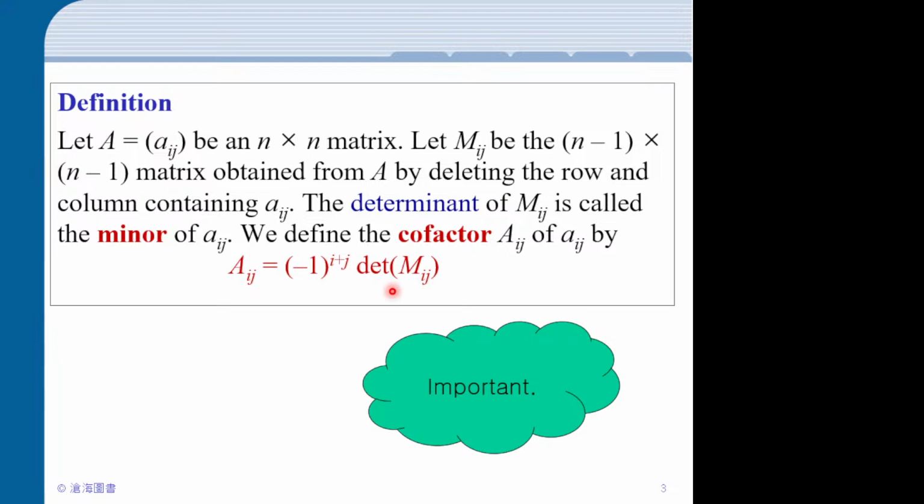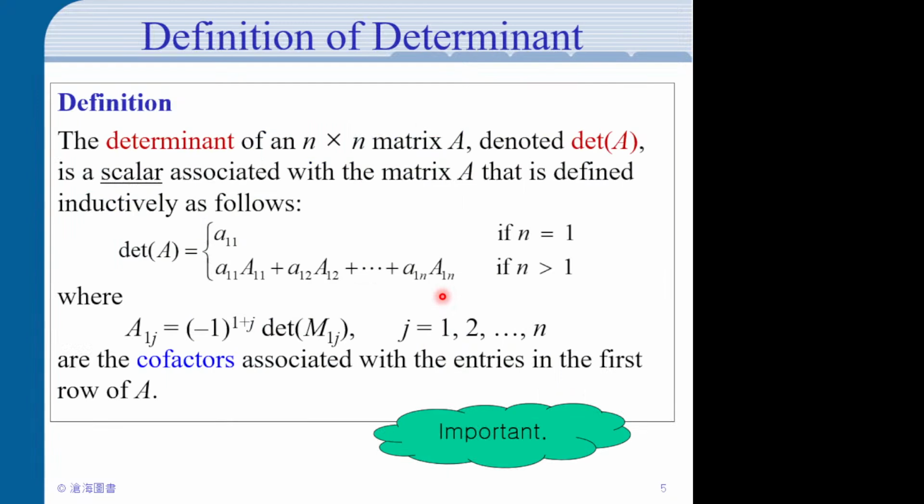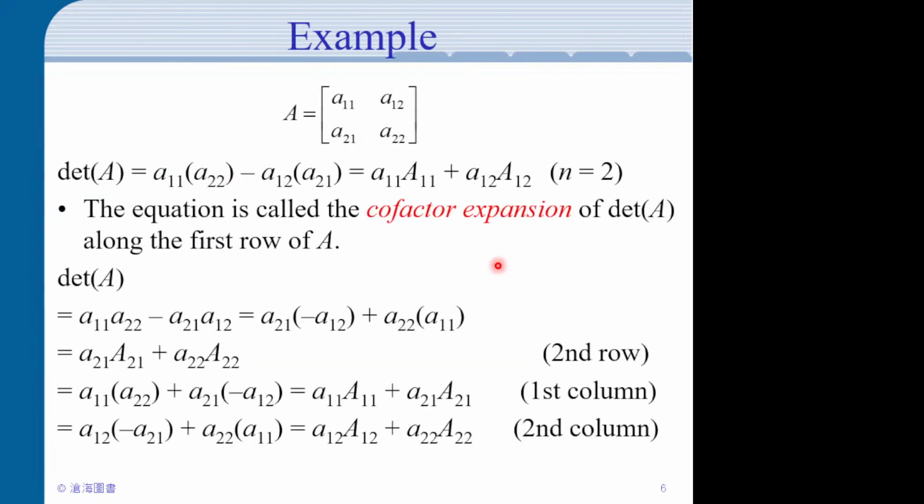But just this definition itself is not complete because we haven't said what the determinant is. But anyway, that's the cofactor. And I guess I'll show an example. Why does this give us the 2 by 2 rule?